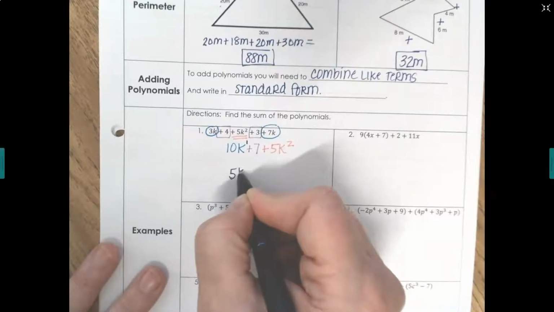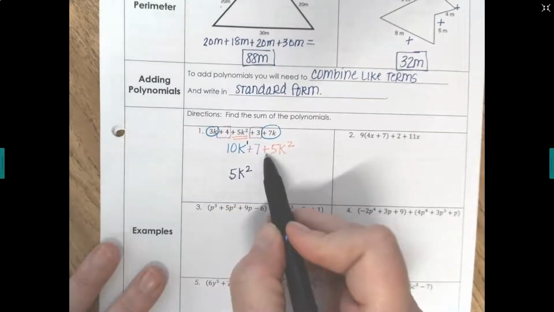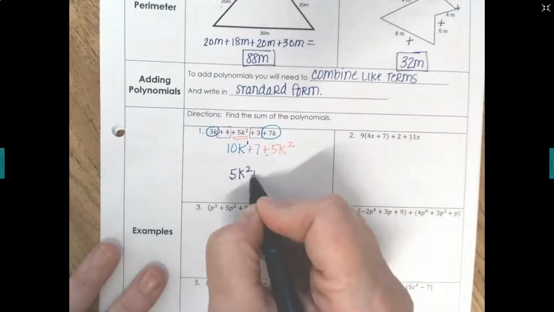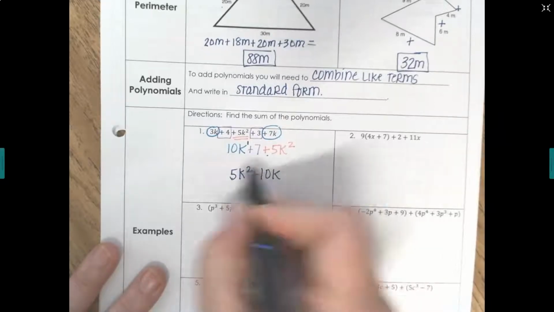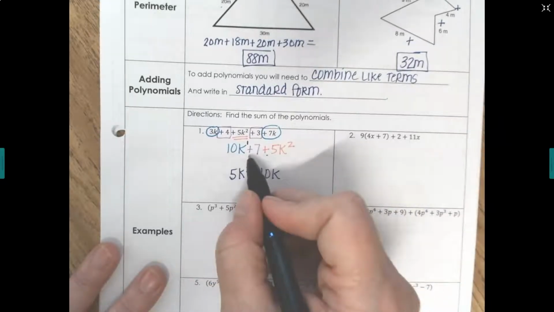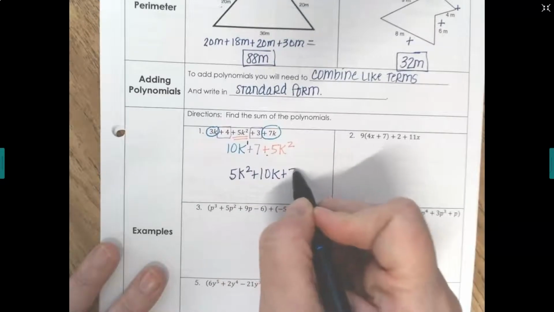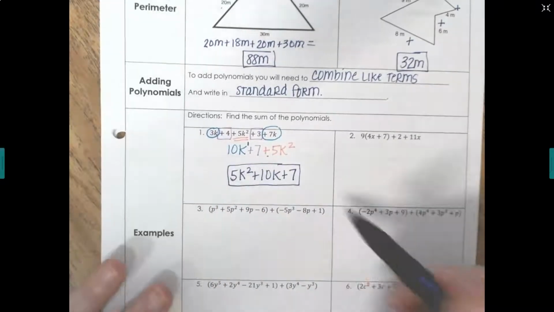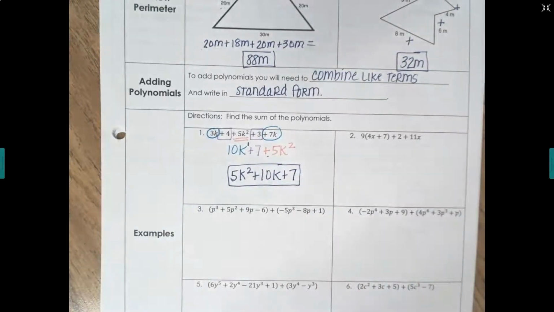So we're going to say 5k squared is going to go first, and it's positive because in front is positive. The next biggest exponent is k to the first. So I'm going to say plus 10k because that's a positive 10. And the last one is plus 7. Remember, your constant, or your number without a variable, is always going to be the last one because it does not have a variable. So it always comes last in line when we're putting our degrees in descending order.